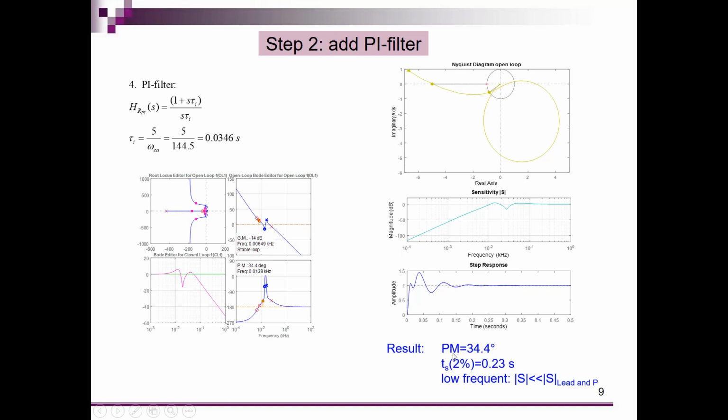So my final result over here is a phase margin of 34.4 degrees, settling time which has been increased to 0.23 seconds, but of course a low frequency suppression over here, which could be very good for the reasons why you implemented that PI filter. Suppose that you also wanted to design a low pass filter because your system is noisy.